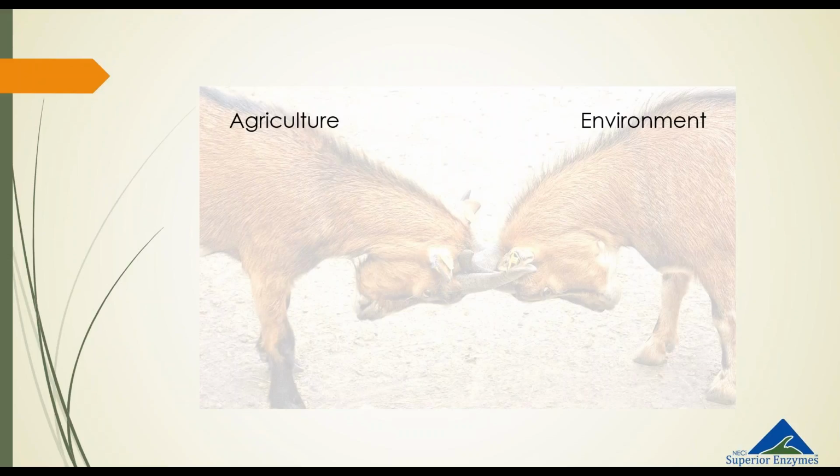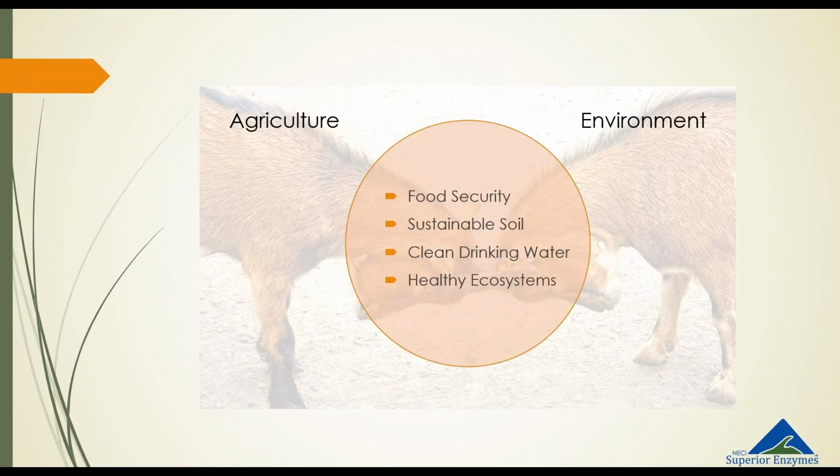In other situations similar to this, there's often a stigma that these two sides are opponents, but really the truth is everyone's concerned about these issues, and it's not a battle because everyone benefits by limiting nutrient runoff, from farmers to environmentalists to recreationalists and homeowners. Food security, sustainable soil, clean drinking water, and healthy ecosystems can all be achieved, and everyone's going to be happy by managing nutrients at their source, which is the soil.